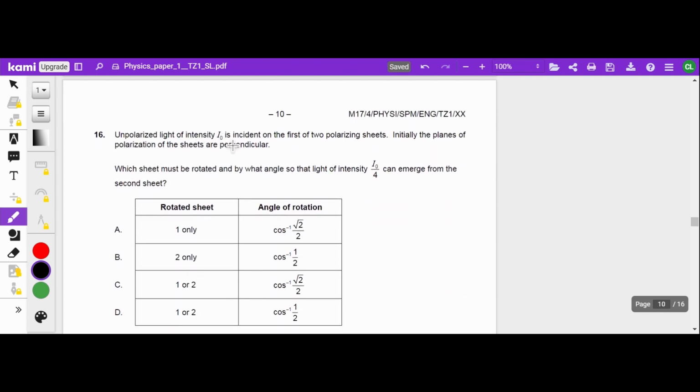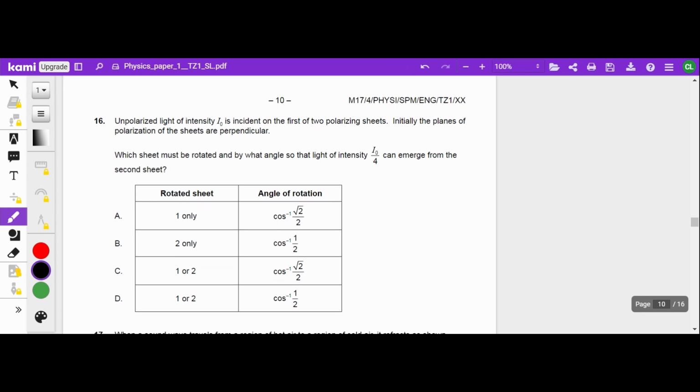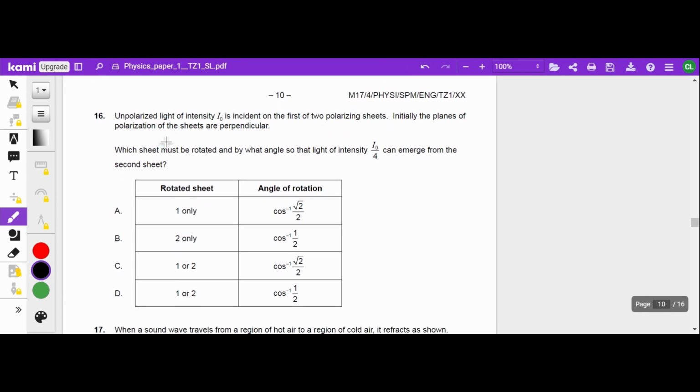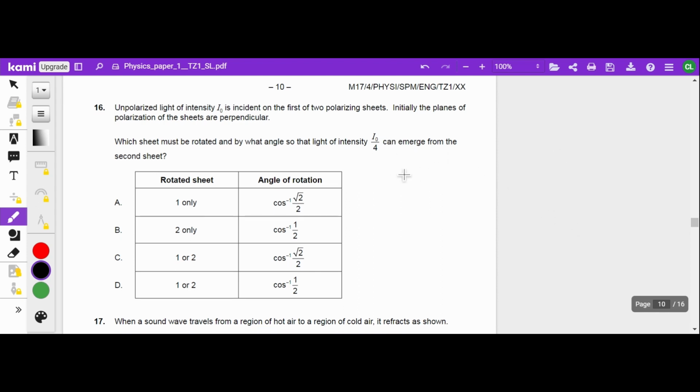Unpolarized light of intensity I0 is incident on the first of two polarizing sheets. Initially, the planes of polarization of the sheets are perpendicular. Which sheet must be rotated and by what angle so that light of intensity I/4 can emerge from the second sheet? So we have unpolarized light going through the first polarizer.